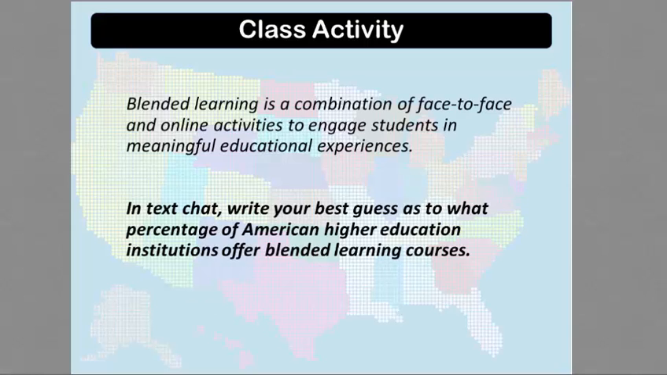We're going to start out with a class activity. Basically, here's a definition. Blended learning is a combination of face-to-face and online activities to engage students in meaningful educational experiences. In the text chat, for those people here in the lesson today, please write your best guess as to what percentage of American higher education institutions offer blended learning classes or courses. And for those of you out in our virtual audience, go ahead and start an email, and I'm going to have you respond to a couple activities, and this is the first one. So go ahead and put your guess.